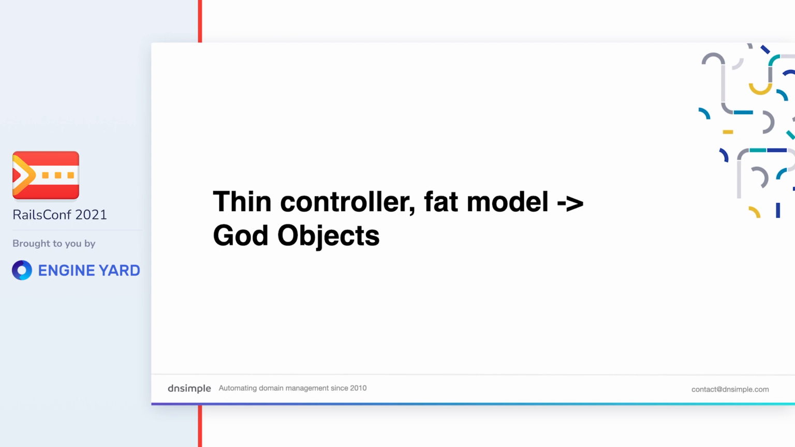So now let's take a look at the different negative outcomes of some of these decisions. The first is that the use of the thin controller, fat model results in God objects. Those are fairly complex and large models that have a lot of different behavior built into them. A couple of problems occur when we start using these types of God objects. One is that they're hard to understand because they have lots of different responsibilities. Another is that they're hard to evolve because of all of the complex interactions between the different methods inside of these God objects.